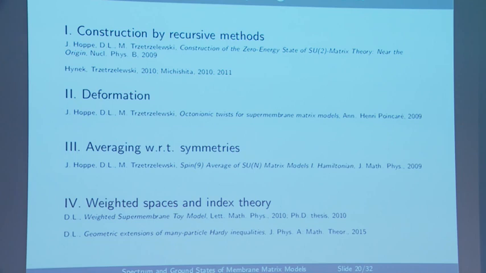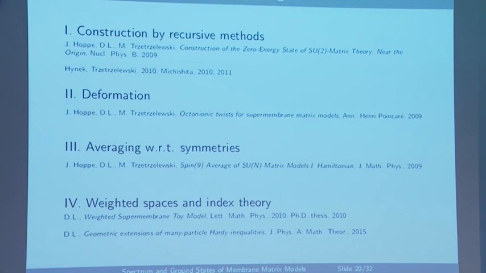Another approach has been to deform the model. So what you can do is to single out some of the directions and make a deformation, and then arrive at a different model which still has the same complicated, continuous spectrum, but has somehow reduced in complexity in some other aspects.